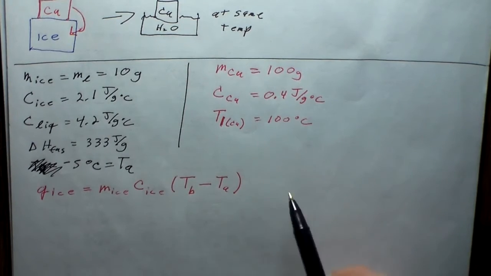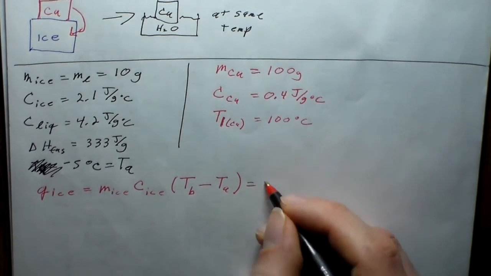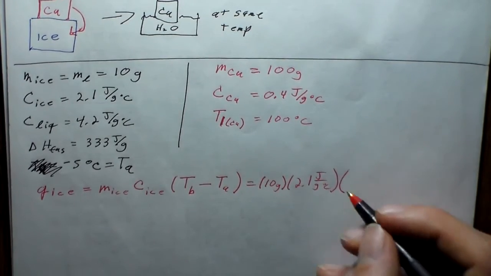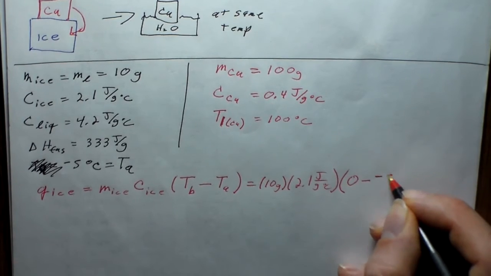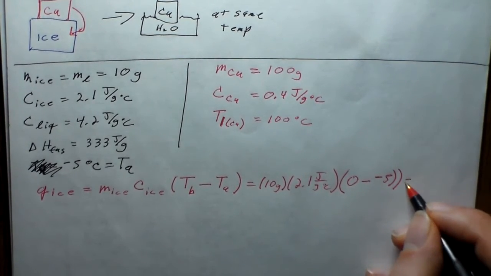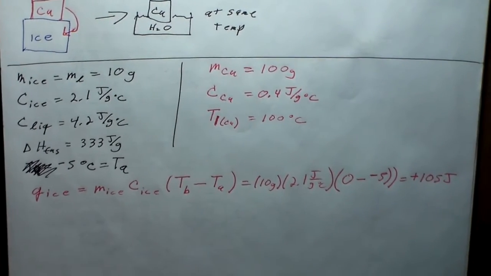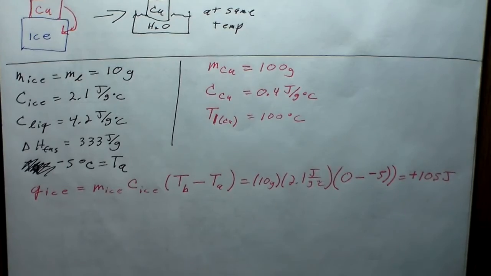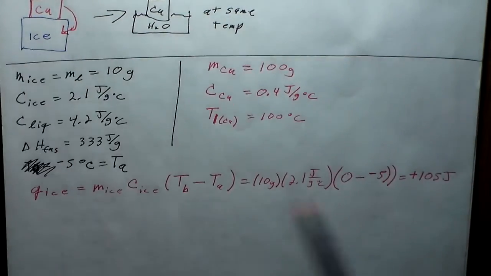Okay, so we're just going to figure out how much energy that is. And again, since this is ice, we're going to be ending at 0 and then subtracting off the -5. This is going to work out to be a positive 105 joules. All right, so that's how much energy it's going to take to warm up the ice to the melting point. Okay, so that's for the ice to melt.